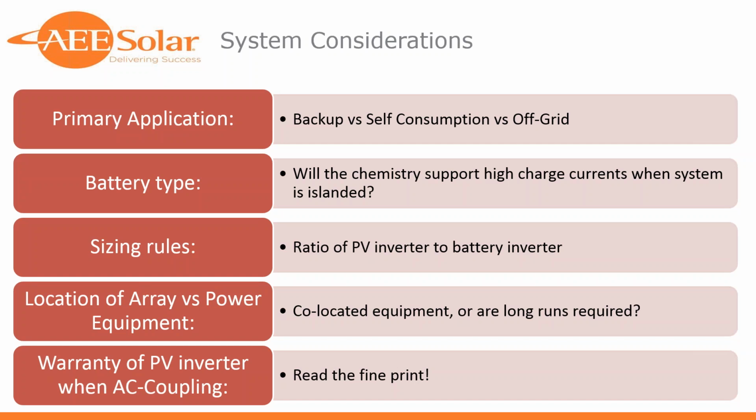Finally, warranty of PV inverter when AC coupling. You've got to read the fine print. You've got to find out if it's a supported application. The worst thing you could do would be to design a really nice AC coupled PV system, and you realize that the relays have worn out in the PV inverter, and when you mention that it's AC coupled, they tell you it's not supported and your warranty claim is denied. That's a really expensive problem. So, read the fine print.